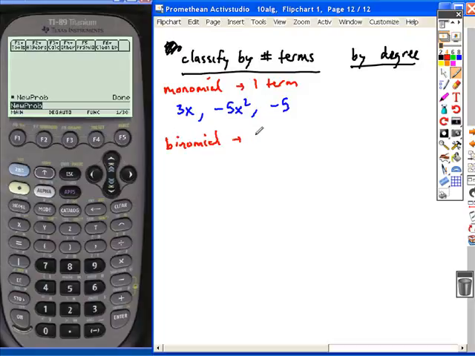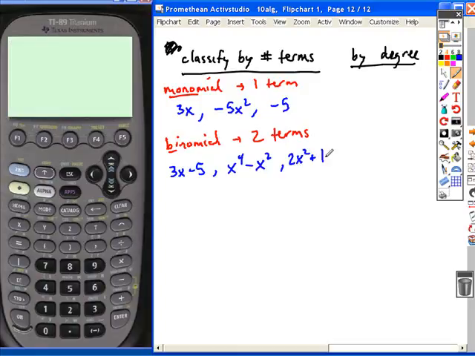So a binomial is going to have, again, you look at the prefix, two terms. So a binomial would be something like 3x minus 5. So now that expression has two different terms in it. Again, the powers could be higher, so it could be x to the fourth minus x squared. That's an example of a binomial. Could be 2x squared plus 1. So those are examples of binomials. They're an expression or polynomial formed with only two terms.